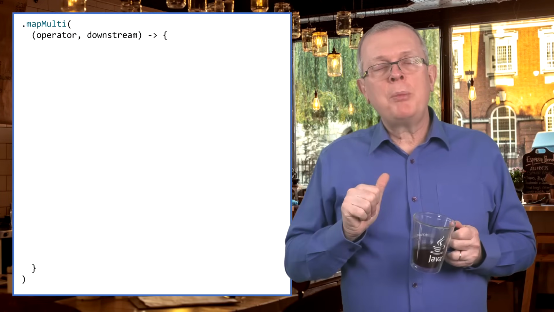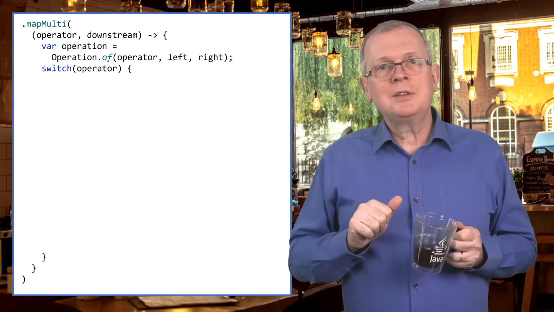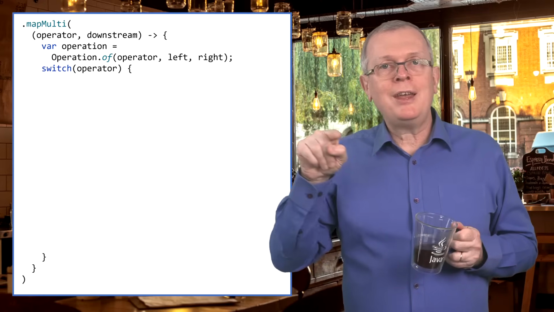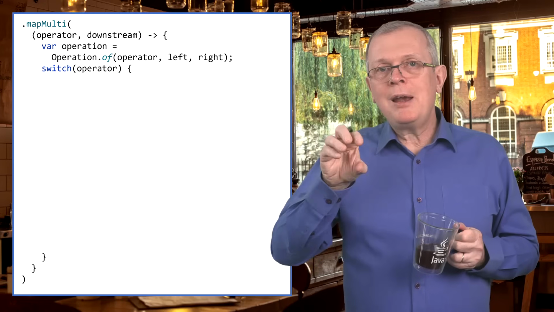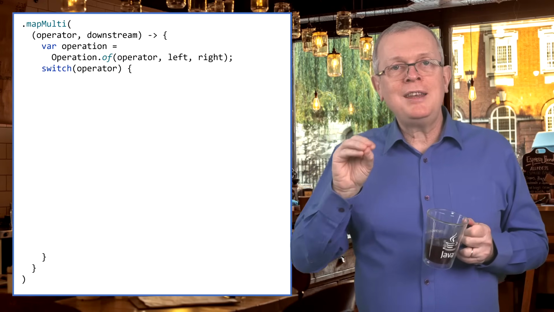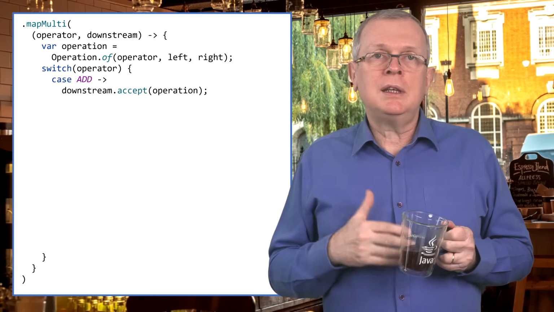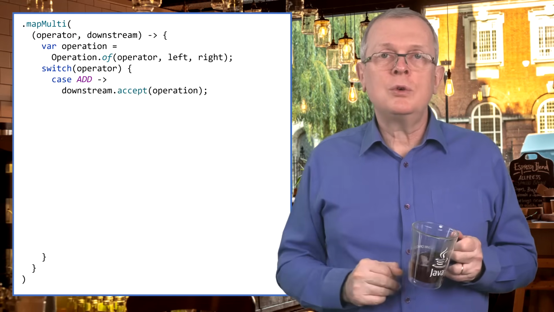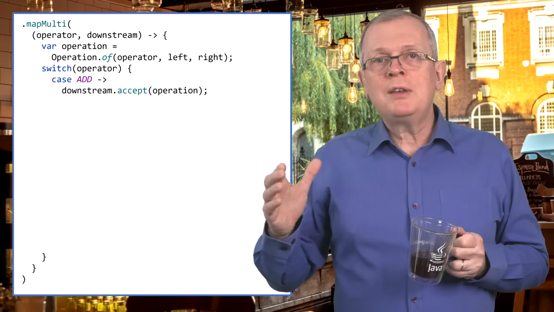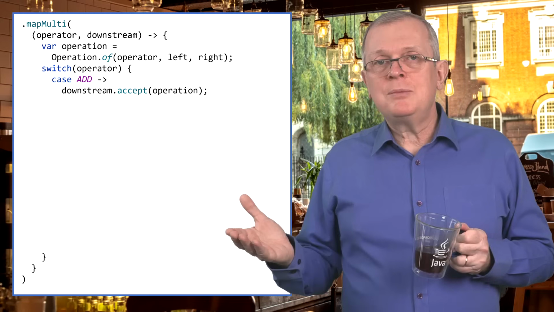Let us write this method call. First, you need to build the operation from the operator. And this is a switch statement, and because you switch on an enumerated value, the compiler can see that this is exhaustive, so you don't need any default case. The first case is the addition, and there is no addition that is not valid, so in this case, you always pass the result to the downstream by passing it to its accept method.